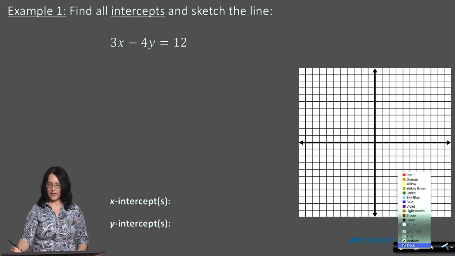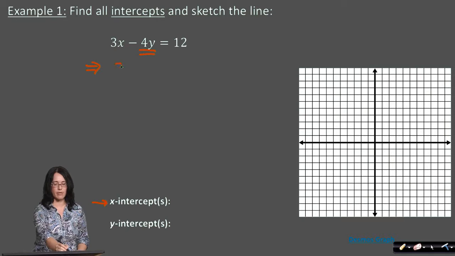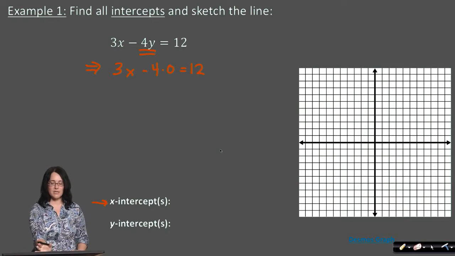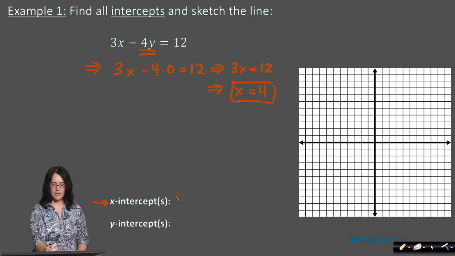Here we're told that we have 3x minus 4y is equal to 12. And we want to find our intercepts and graph. Well, to find the x-intercepts, what did we do? We set y equal to 0. So if you set y equal to 0, that would mean that you just have 3x minus 4 copies of 0. You don't have to write that each time. I'm just trying not to lose anybody. Equals 12. 4 times 0 is gone because it's 0. So we just have that 3x equals 12. And we solve for x by dividing by 3. So x must be, that's it, 4. So our x-intercept is 4.